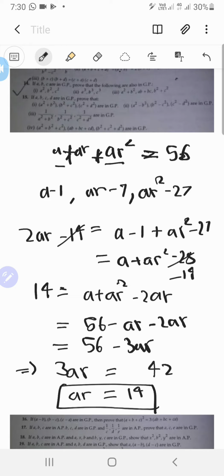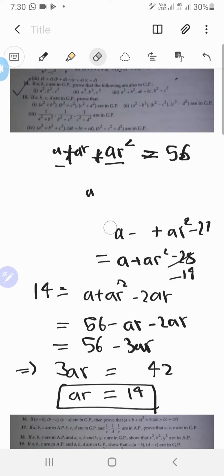So we can say that A is equal to 14 upon R, and we can plug that in this equation or this equation, depending on which one of it we want to use. We just plug it in this equation first. Let's see what we get.